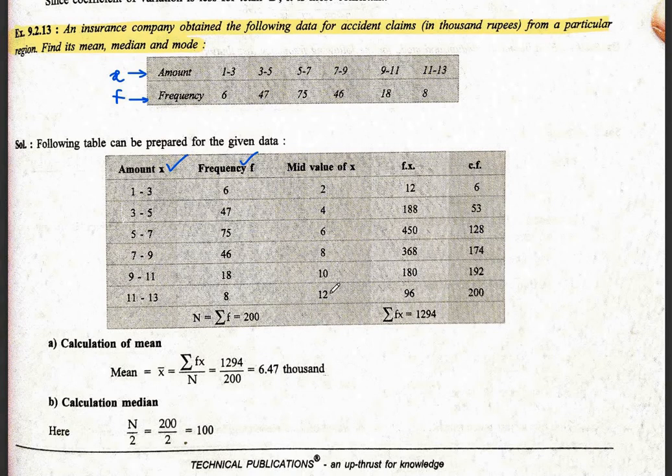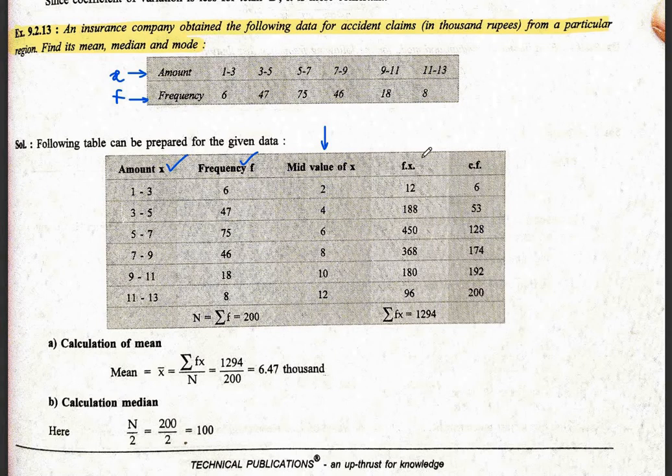And 11 to 13, we have 12. So this value we have to calculate when the x values are provided in the form of a range. We don't require this value when it is a single value. Now, to calculate the fx, we multiplied 6 into 2 and calculated that value, and then we calculated the CF value.